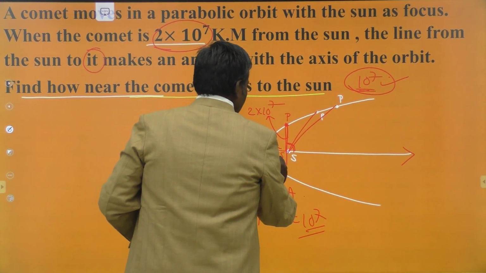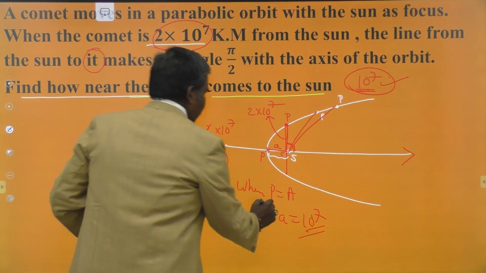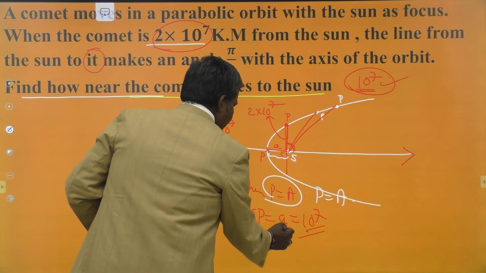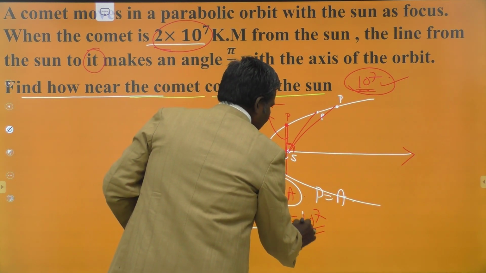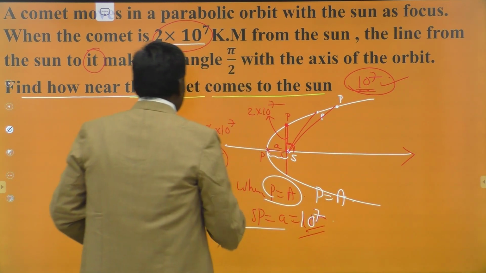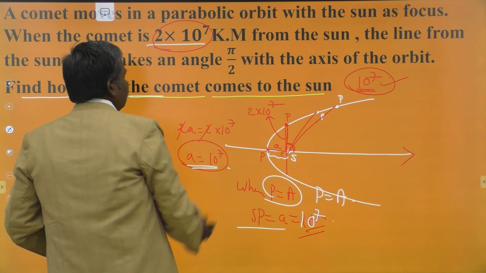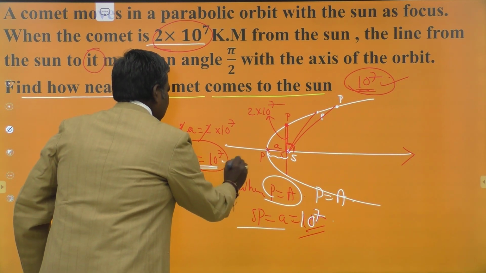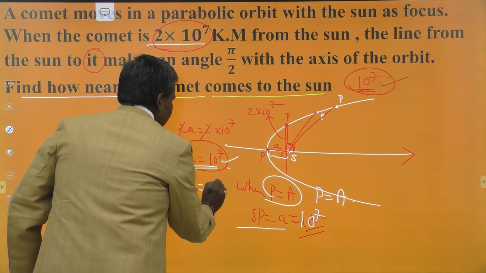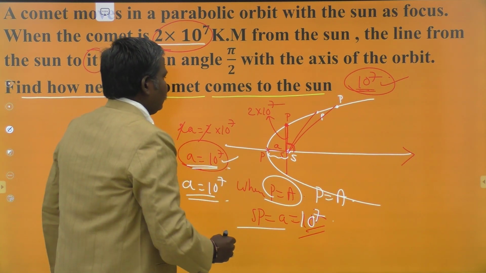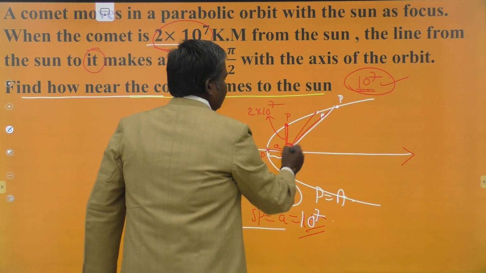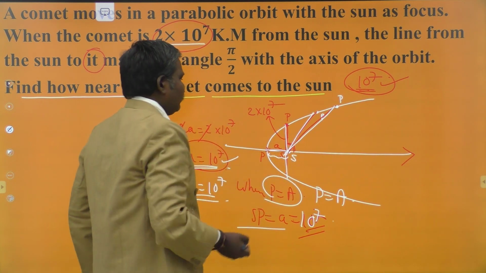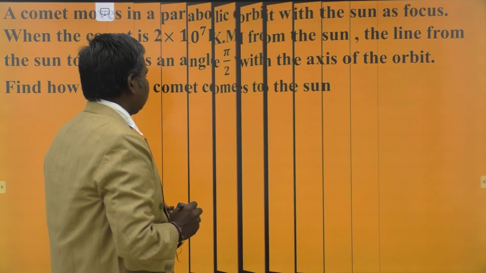See here, the distance from here to here is A. When P is equal to A, SP is equal to A, that is 10 to the power of 7. So 2A is equal to 2 into 10 to the power of 7. Semi-latus rectum we have taken. A is equal to 10 to the power of 7. So these are all what? Focal distances. We are finding the shortest distance here. Okay. Next one.